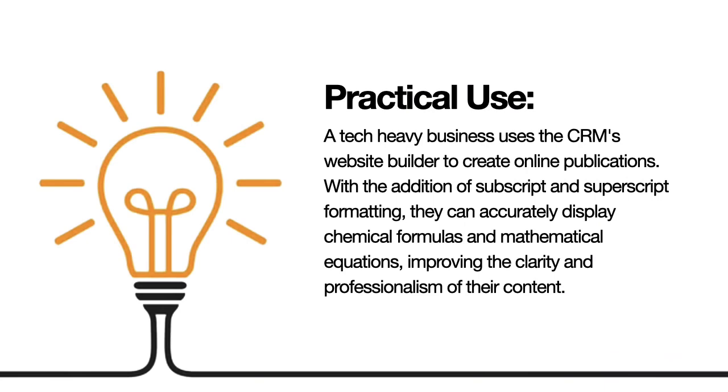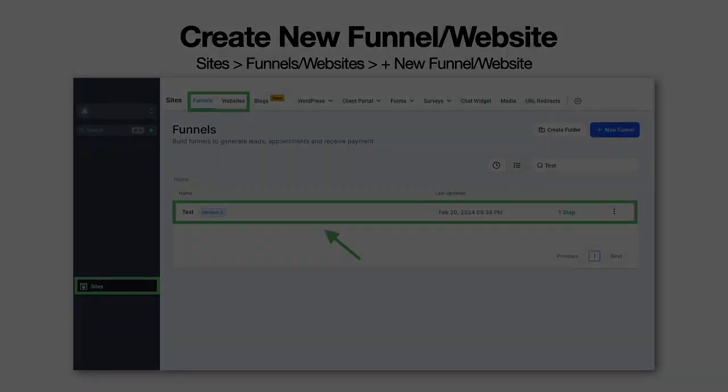Let's talk about some practical use. Let's just say you have a fairly tech-heavy business and you use the CRM's website builder to create online publications. Now, with the addition of Subscript and Superscript formatting, you can accurately display chemical formulas and even mathematical equations, plus a whole bunch of other things that are going to improve the clarity and professionalism of your content.